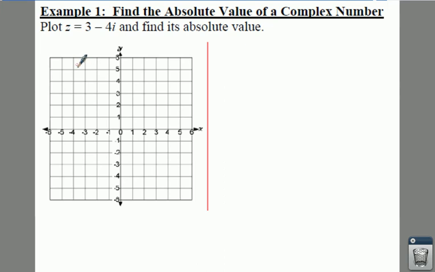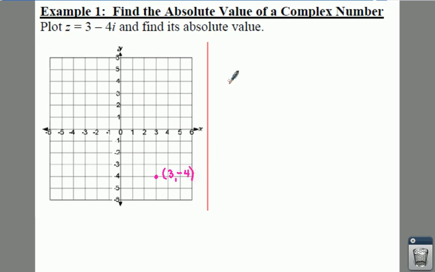So if we need to plot, for example, we need to find our absolute value and we need to plot this equation. We're going to have z equals 3 minus 4i, and that is 3 on your real part. So we're going to go 3 to the right, and then we need to go down 4 because that's -4 on your imaginary axis. So we're going to have this point down here. This is where you get 3, comma, -4.